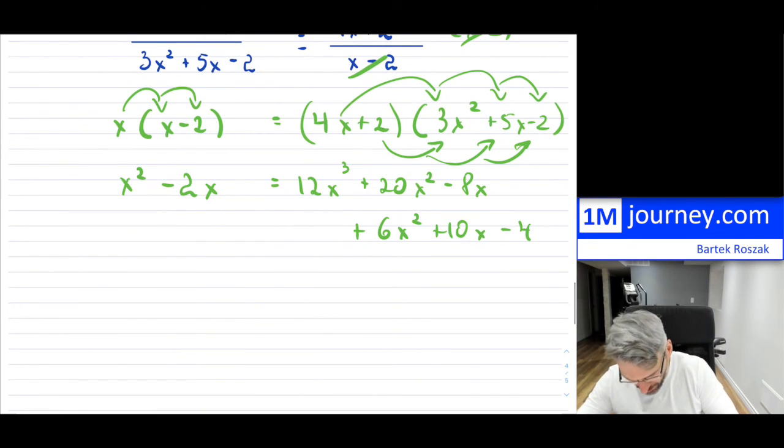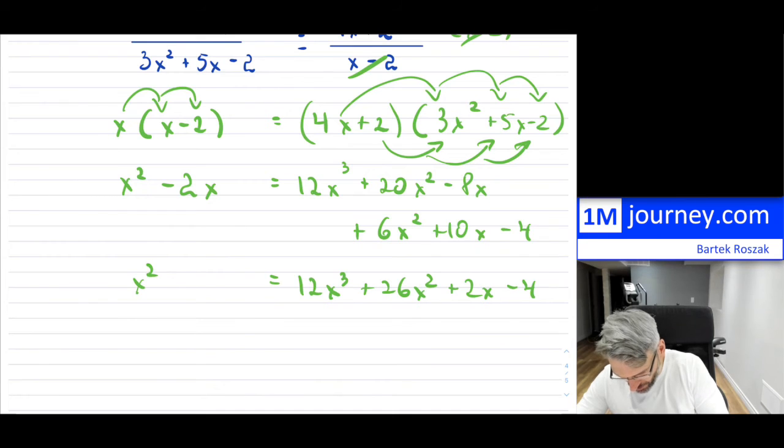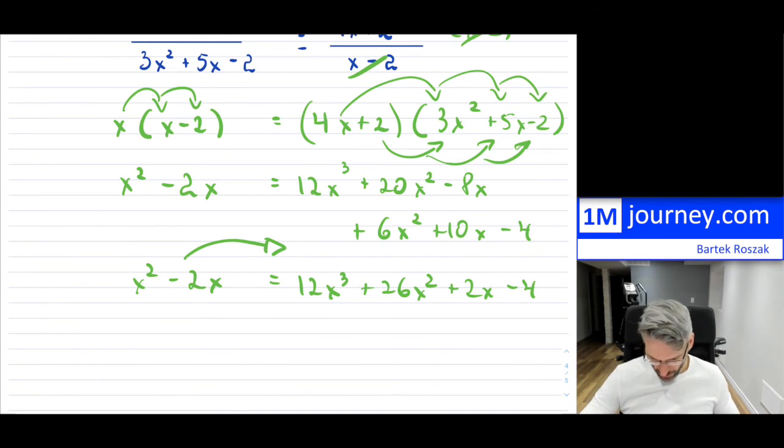All right, let's simplify this thing. Let's collect all of these different items. So 26x squared plus 2x, so negative 8, 10, so that's 2x minus 4, and then x squared minus 2x. All right, let's bring this over on the right hand side.